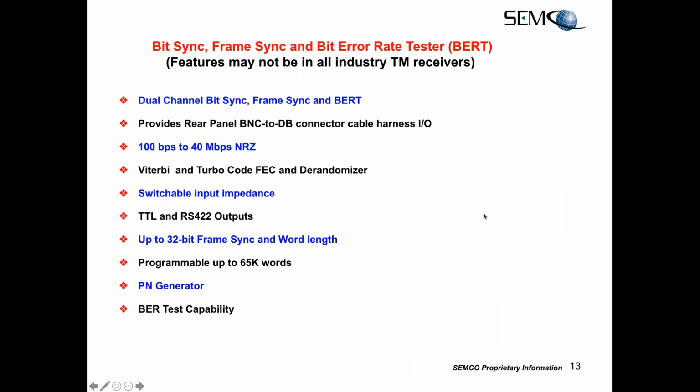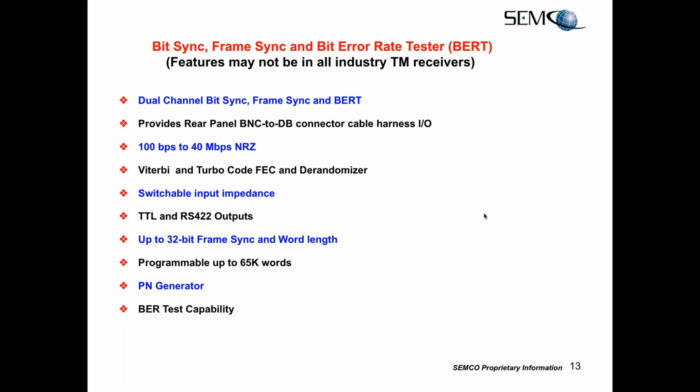So now we'll talk a little bit about features that, again, I mentioned to you before, that are becoming more and more prevalent in receivers in the industry. Not all of them may have it, or you may not have a requirement for it. But that's embedded bit sync, frame sync, and bit error rate testers that are part of the receiver design. So, you'll be looking for at least a dual channel bit sync, frame sync, and BERT. You'll need a rear panel BNC to DB connector cable harness so you can get your RS-422 and TTL outputs.